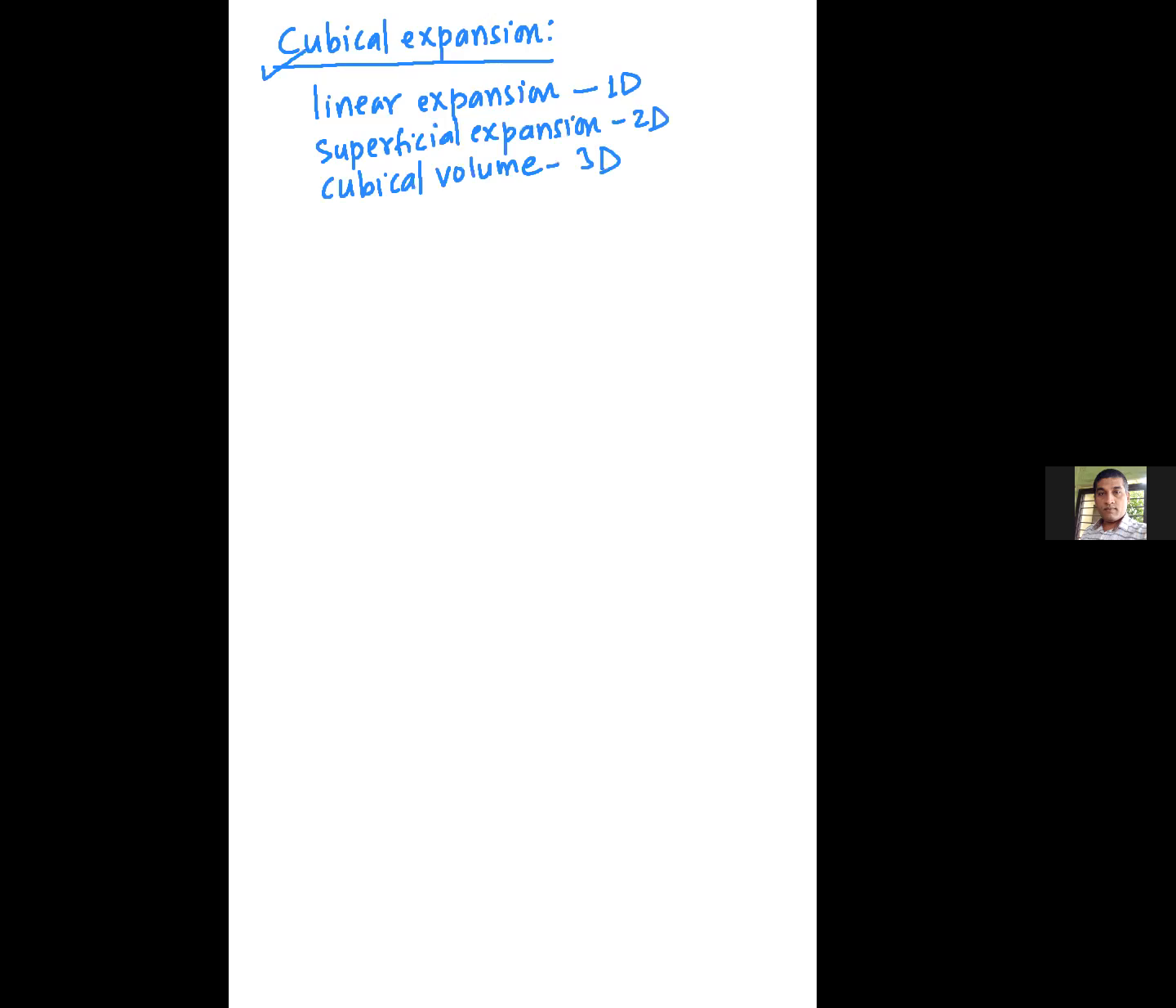In case of linear expansion, we have alpha, that is the coefficient of linear expansion, and the value of alpha is very small. And for superficial expansion, we have beta, that is the coefficient of superficial or area expansion. The value of alpha and beta depends on the nature of the material used. Clear?